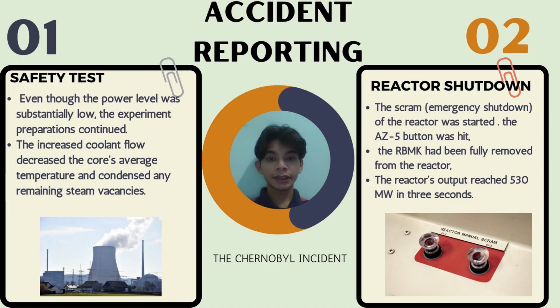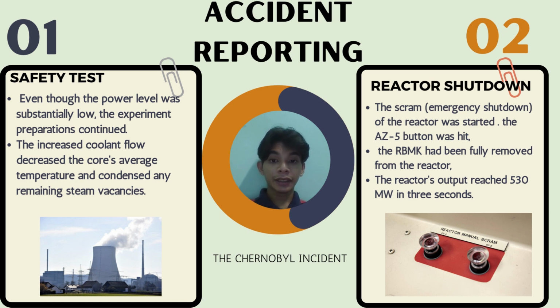Today, I, Muhammad Naufal bin Salim, will present to you on the accident reporting of the Chernobyl accident. Before the accident occurred, there was a safety test, a faulty one. The function of the safety test is to measure the amount of power needed for the nuclear reactor, which is generally around 1000 megawatts. But in this test, it was faulty. They gained around 700 to 200 megawatts, which is substantially lower than they needed.